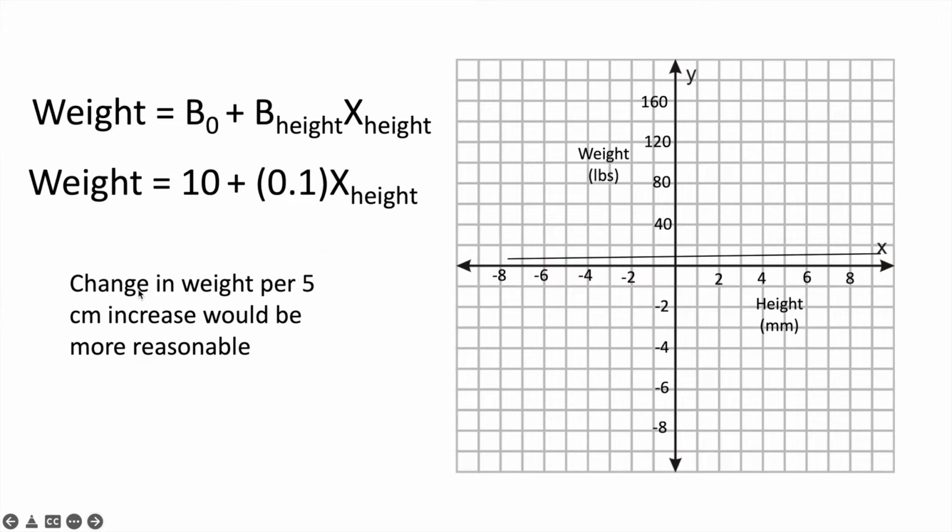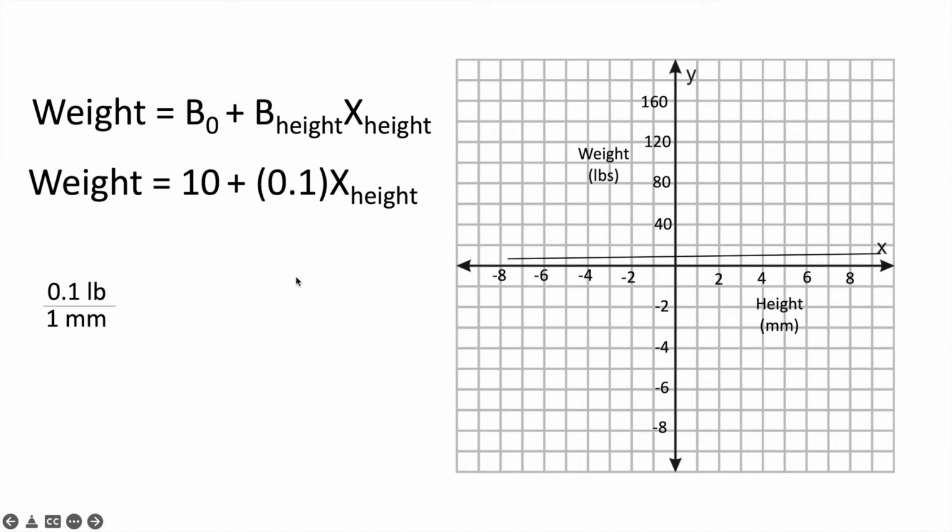So say we thought that a 5 centimeter increase was a more reasonable increase than 1 millimeter units. We take this coefficient, it's 0.1 pounds per 1 millimeter, and the reason it's that is because the coefficient is 0.1, and that means that for every 1 millimeter increase, there is a 0.1 increase in weight, so 0.1 pounds per 1 millimeter. We know that 50 millimeters are present in 5 centimeters. What we ultimately want is our x-axis to be going up by 5 centimeter increments.